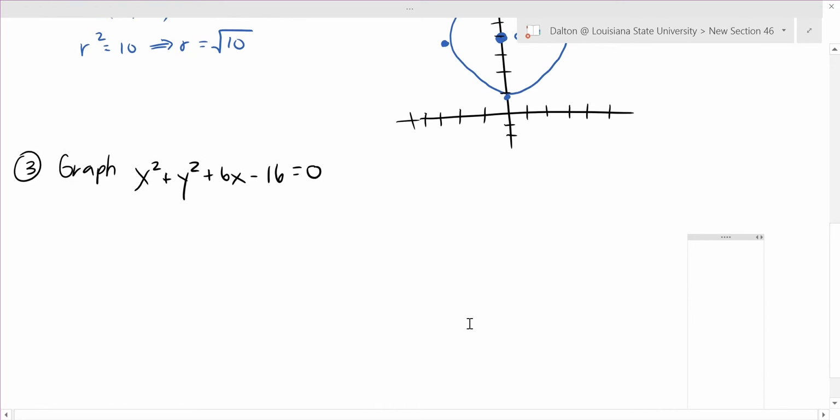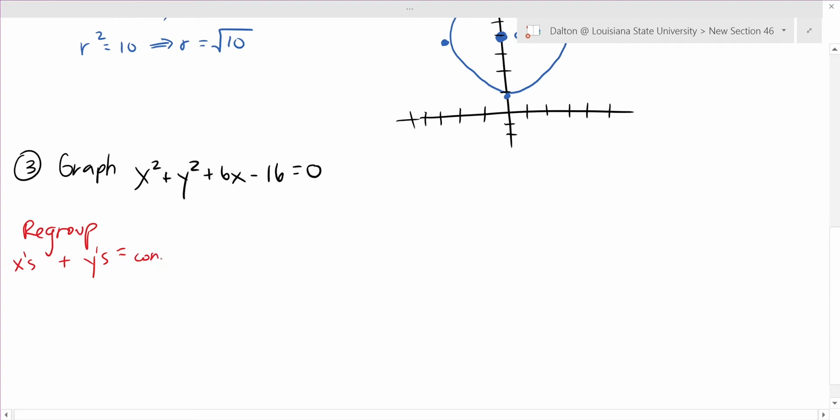So the first thing that you're going to do if you're given just a bunch of what seems like extra stuff is I want you to regroup. When you regroup, you're going to put your x's together plus your y's together, and you're going to set those equal to any constant that you may have. So if I were to regroup, I'm going to write it as x squared plus 6x, those are my x's, plus y squared, and then I'm going to move that negative 16 to the right-hand side to be a positive 16. So that's the regrouping aspect.